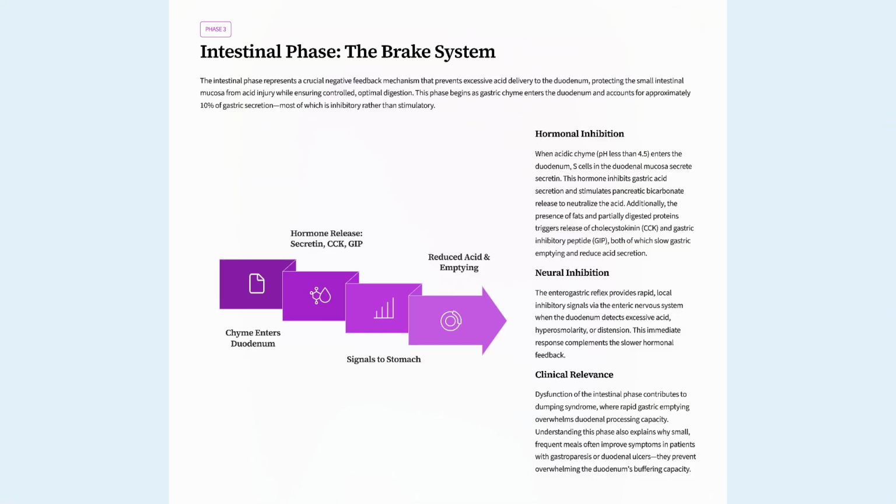The intestinal phase acts as a negative feedback system to control acid secretion. As acidic chyme enters the duodenum, it triggers the release of hormones like secretin and cholecystokinin. These hormones inhibit gastric acid secretion, preventing excessive acidity in the small intestine. This regulatory mechanism protects the intestinal lining and optimizes conditions for nutrient absorption.